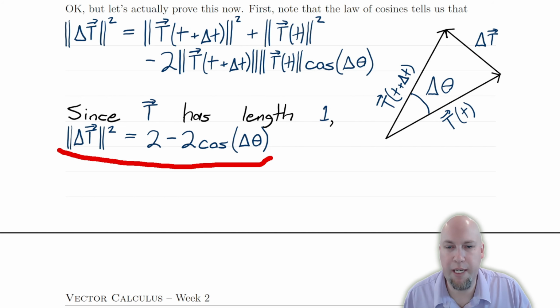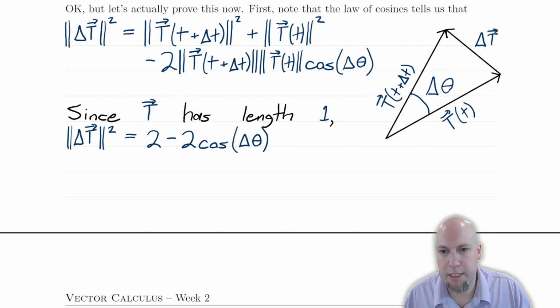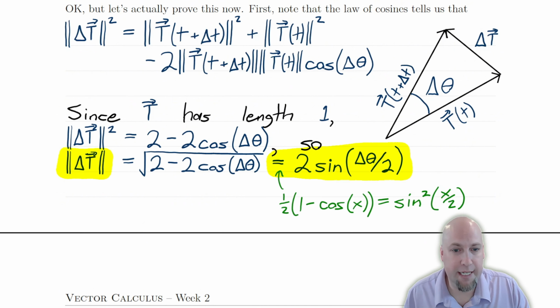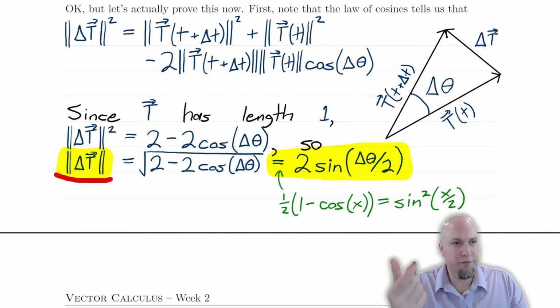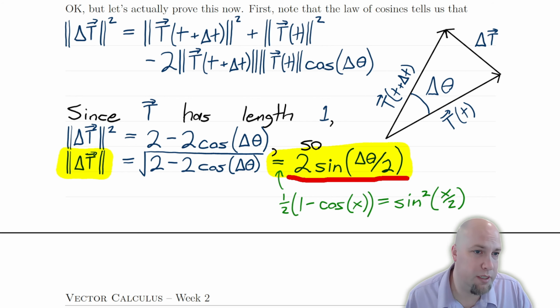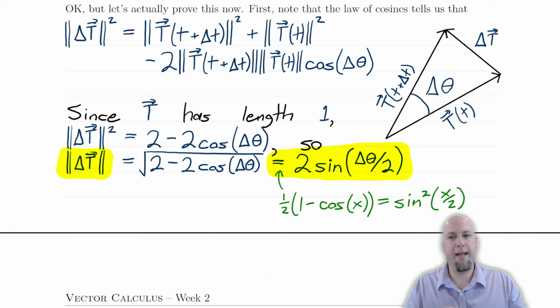The first thing I'm going to do is take the square root of both sides. If I do that, the left-hand side doesn't have the square anymore, and the right-hand side has picked up a square root. But now there's a nice trig formula I can use. If you remember this trig identity down here, 1/2 of 1 minus cos x equals sine squared of x over 2. This is like the double angle identity. If you plug that in here, you can get rid of the square root. It's going to cancel with the square in the trig identity, and you're just left with the length of the rate of change of the unit tangent vector equals 2 times sine of delta theta over 2. Very cool. Okay, not good enough yet.